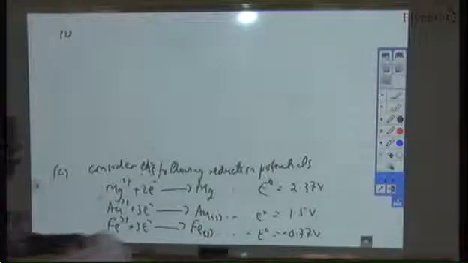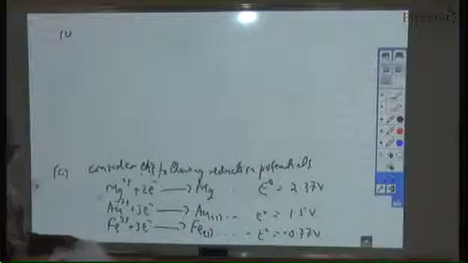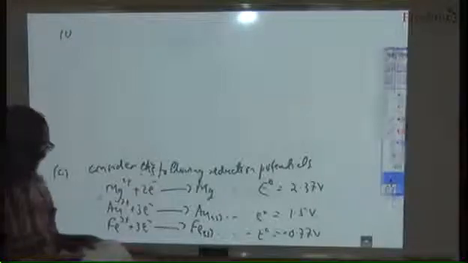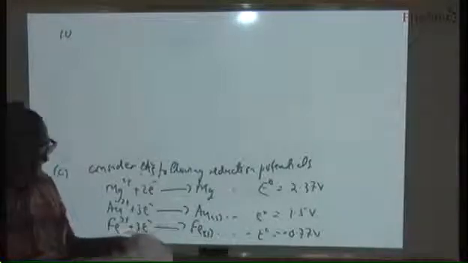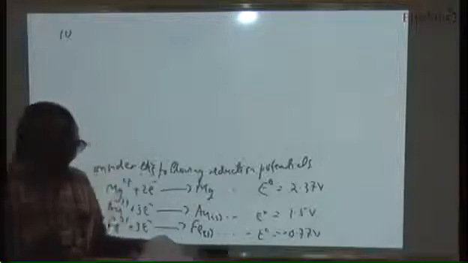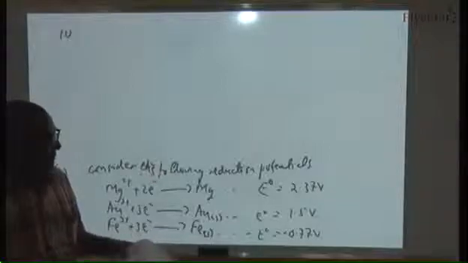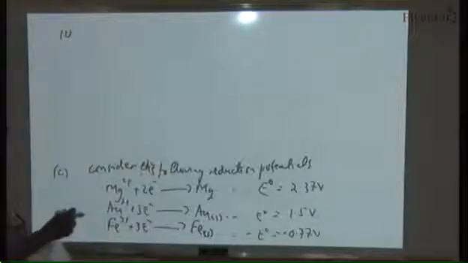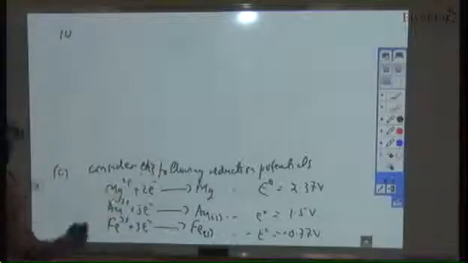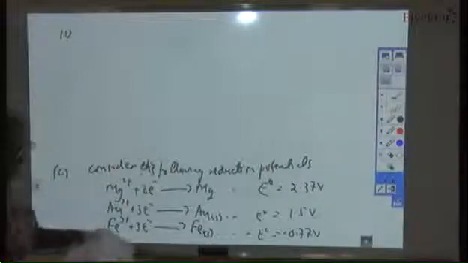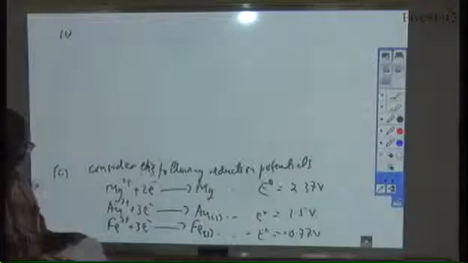Number one, explain which metal between magnesium and gold is good to be employed as a rust protector of iron pipes buried in the moist soil. Between magnesium, gold, and iron, which one will be a good protector?